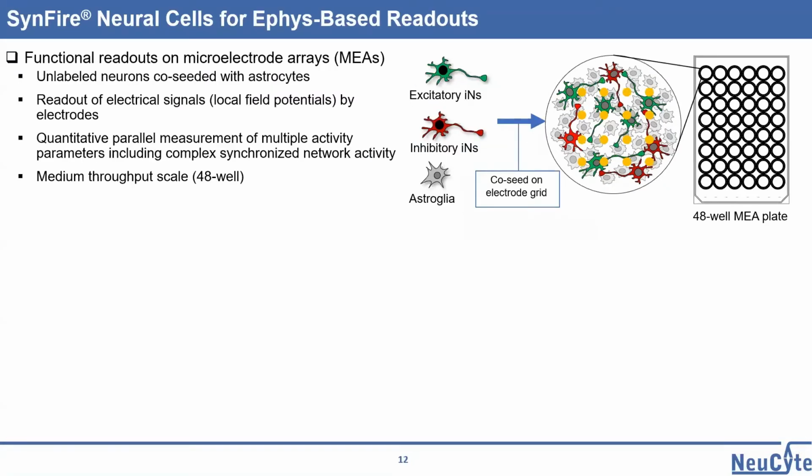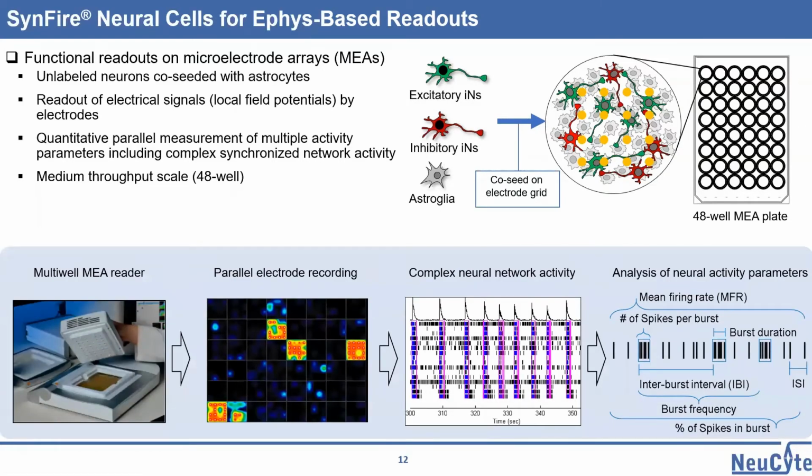But for us, the most important and most informative assay so far is electrophysiologically based. In this case, we're using 48-well microelectrode plates from Axion, where we seed our standard culture, 70-30 excitatory-inhibitory plus astroglial cells, on the grid of electrodes. We can then measure from the whole population not only the single activity or spiking of a neuron, but the whole network formation. So basically, how the neurons fire and wire together.